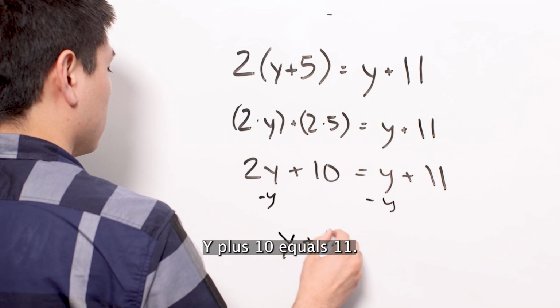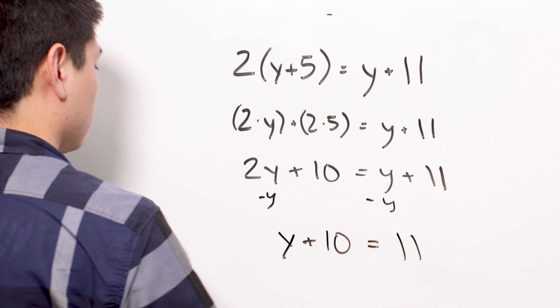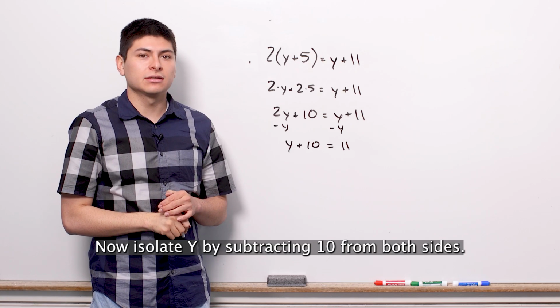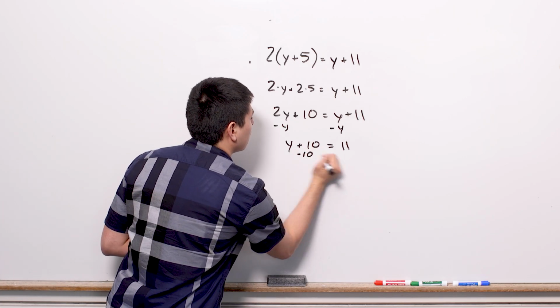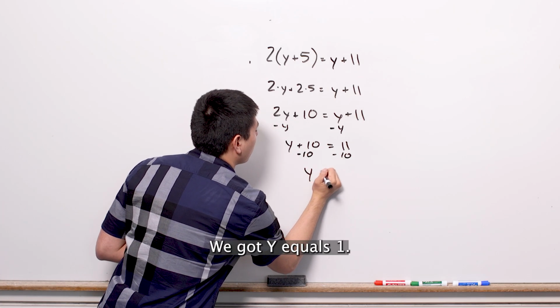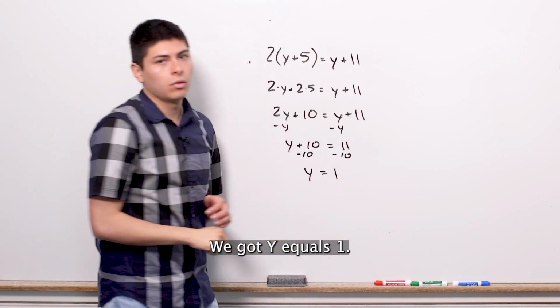y plus 10 equals 11. Now, isolate y by subtracting 10 from both sides. We get y equals 1.